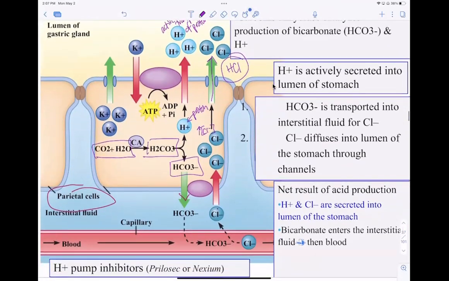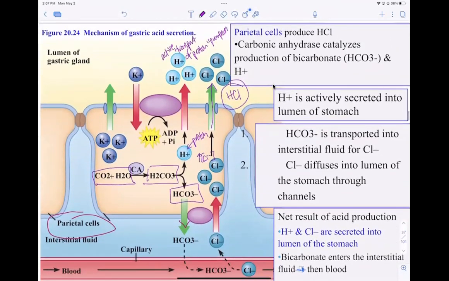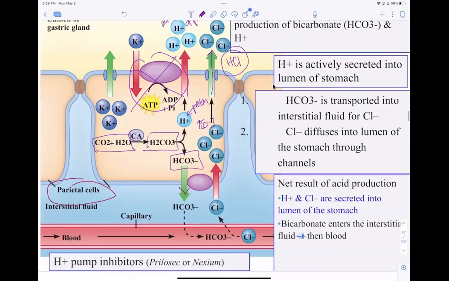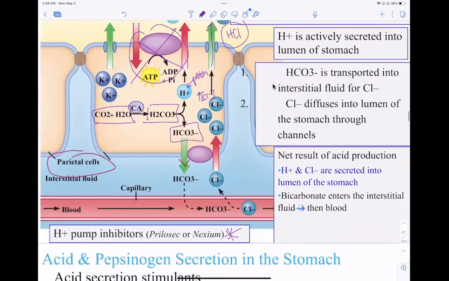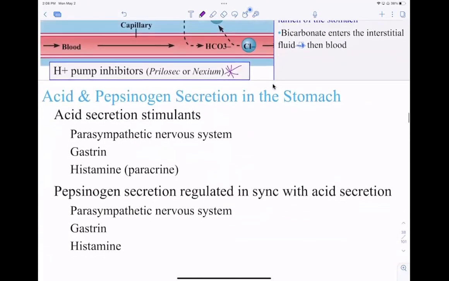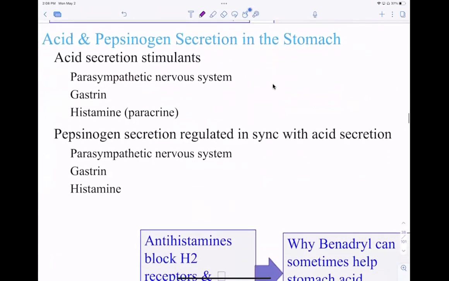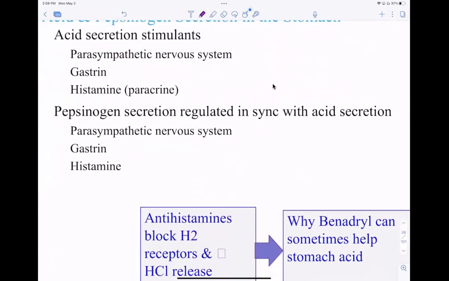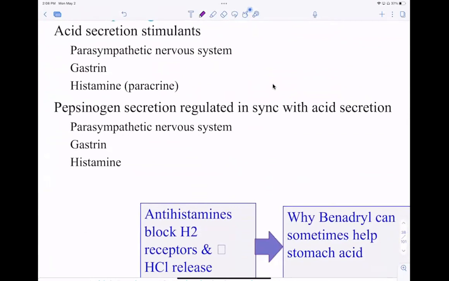So one way that medications decrease the amount of stomach acid being produced is a proton pump inhibitor. So it would inhibit active transport, therefore you're not transporting protons and you don't get hydrochloric acid. So those are drugs like Prilosec, Nexium, they're called proton pump inhibitors. Also certain medications like Benadryl can also kind of inhibit protons being pumped. And so antihistamines, Benadryl is an antihistamine.